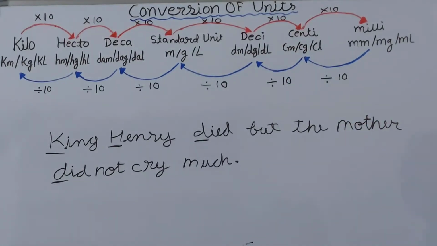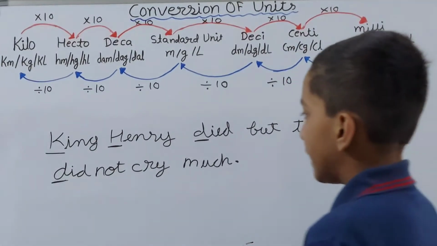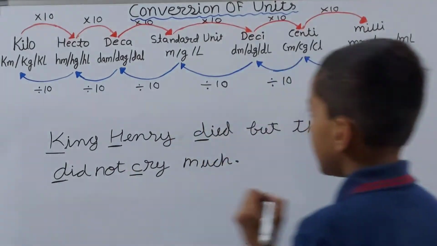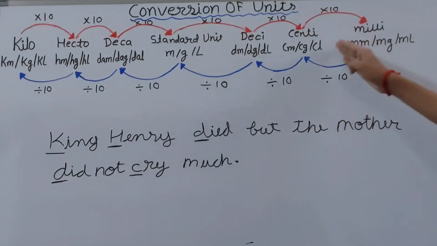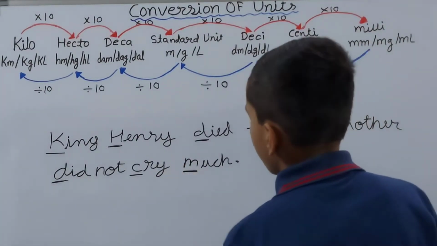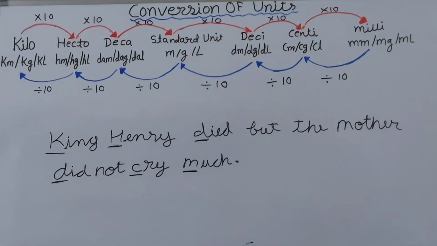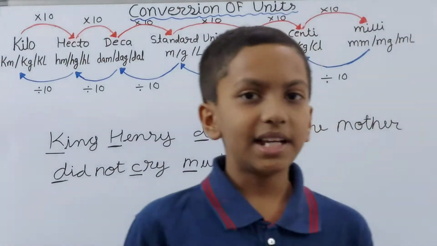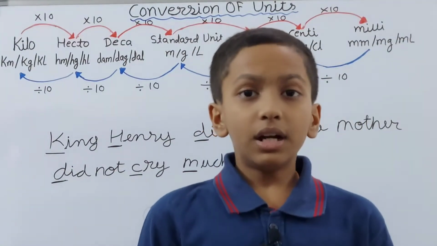Let's see the next word, that is Cry. The first alphabet is C and this Cry is for centi because it starts with C. Now the last word, that is Much, and its first alphabet is M, that is for milli. So see how this sentence will help you in learning all the units.